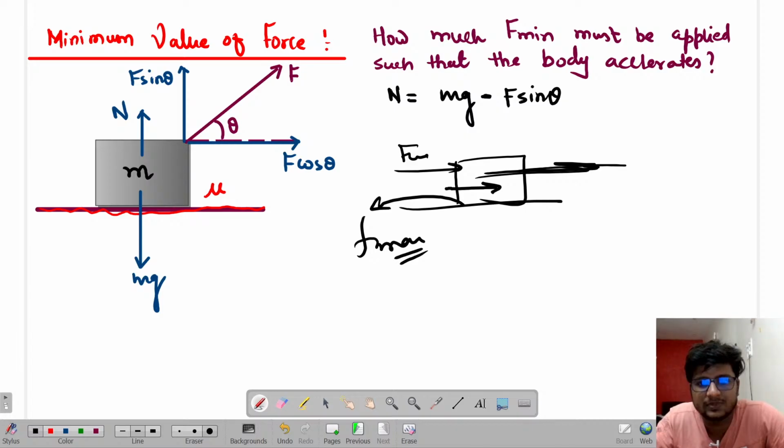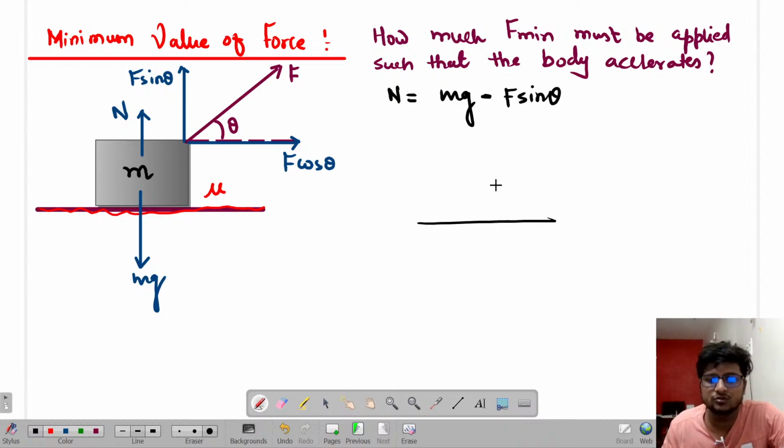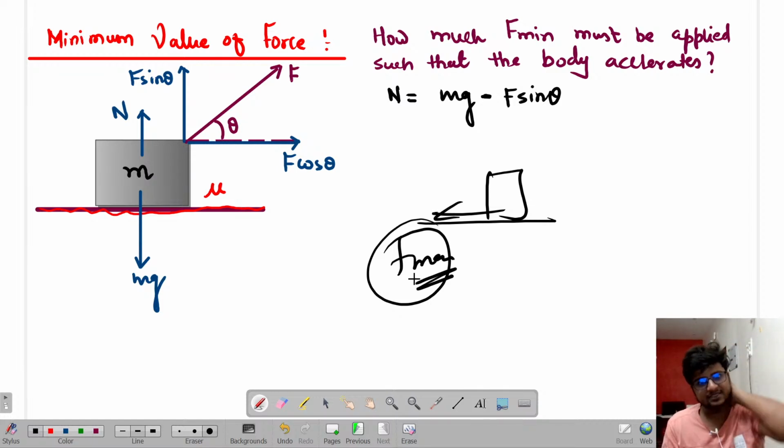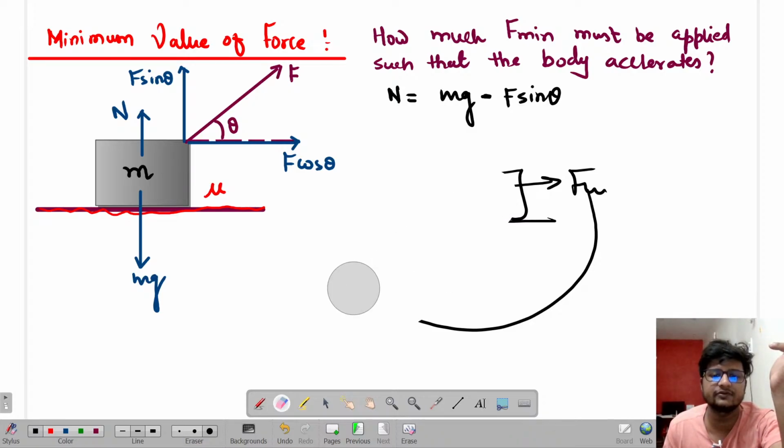Is that clear or not? So basically, the simple idea is that here also the same thing is happening. The body wants to move, but it is stopped by a maximum opposing force, which we call F max. So how much minimum force should it apply? It should definitely apply at least F max to move into a constant velocity state.